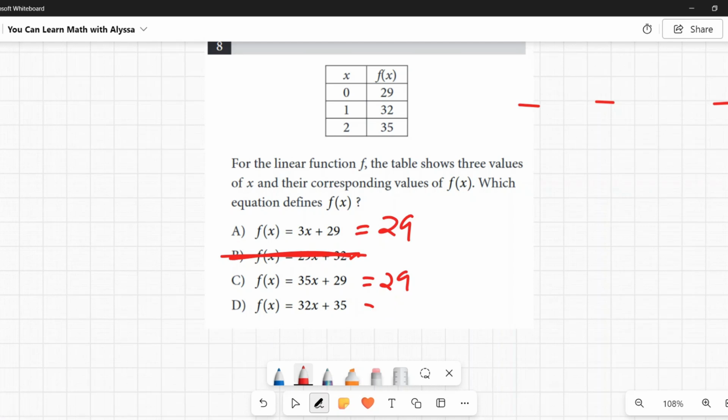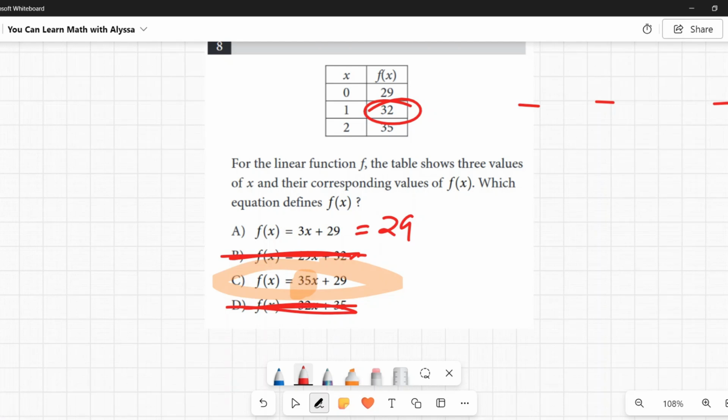That one is out. And then right off the bat, the next one, plug in a 1 and I get 32. You don't even have to do this math. Look at this one, C, right here. Even before you do the math, if I plug in 1 for x, 35 times 1 is 35. I don't have to add 29 to it to know that's more than 32. Like 35 plus a positive number, is that 32?